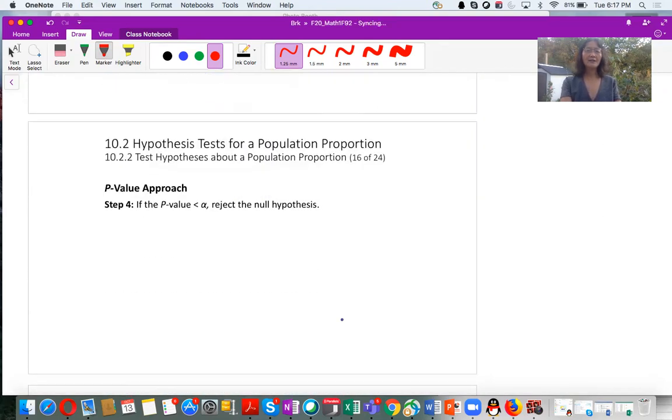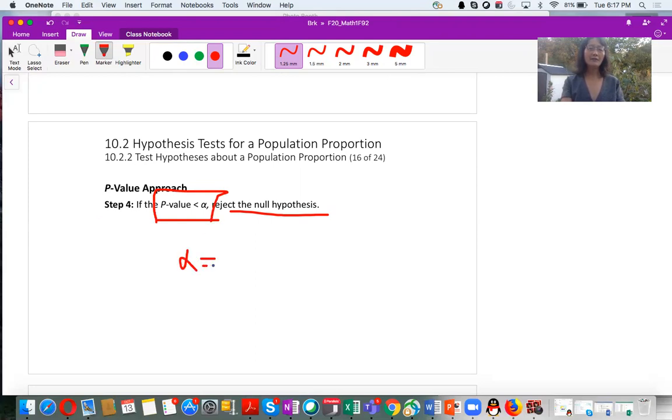And the decision rule: if the p-value is smaller than alpha, reject the null hypothesis. This is true for all hypothesis tests, regardless of whether it is one population or two populations, regardless of whether it is a Z test, T test, F test, or chi-square test. So it is true for all hypothesis tests. When the p-value is smaller than alpha, reject the null hypothesis.